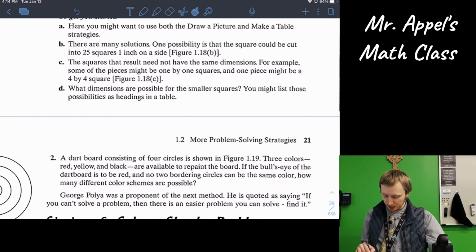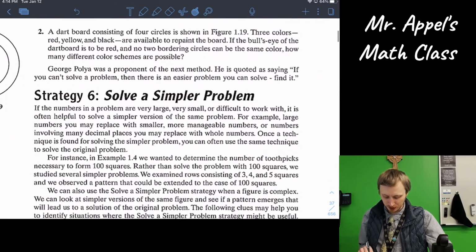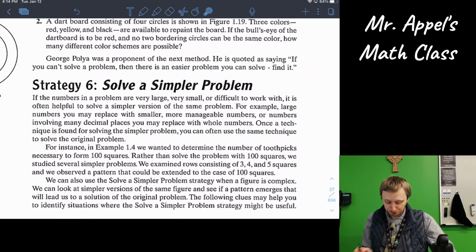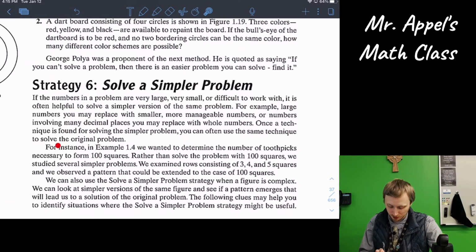All right, now that you've had a brain break, let's continue on to learn about our final strategy of the chapter, number 6, possibly the most powerful of them all, solve a simpler problem. If the numbers in a problem are very large, very small, like we're talking tiny fractions and decimals here, or difficult to work with, it is often helpful to solve a simpler version of the same problem. For example, large numbers you may replace with smaller, more manageable numbers, or numbers involving many decimal places you may replace with whole numbers. Once a technique is found for solving the simpler problem, you can often use the same technique to solve the original problem.